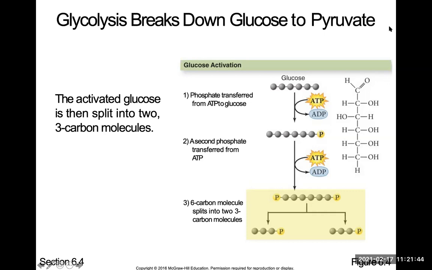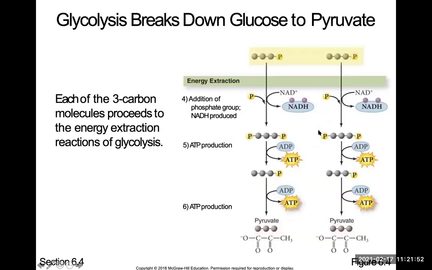And we also learned that you need energy. You need to put in energy in order to break it down. So you need 2 ATP that needs to go in. Then you get energy production here. One thing that also comes out is NADH. So you're going to have 2 NADH molecules that come out of glycolysis.